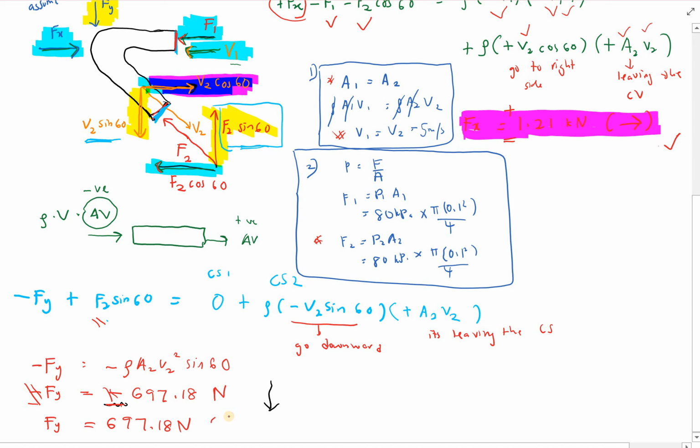So in this case, your final answer is 697 Newton, where the direction is going downward. That's the final answer.